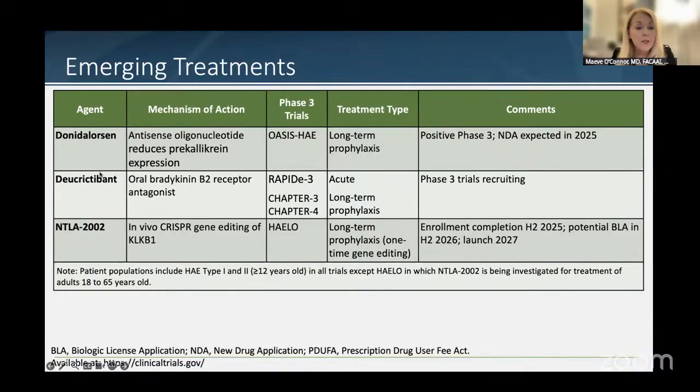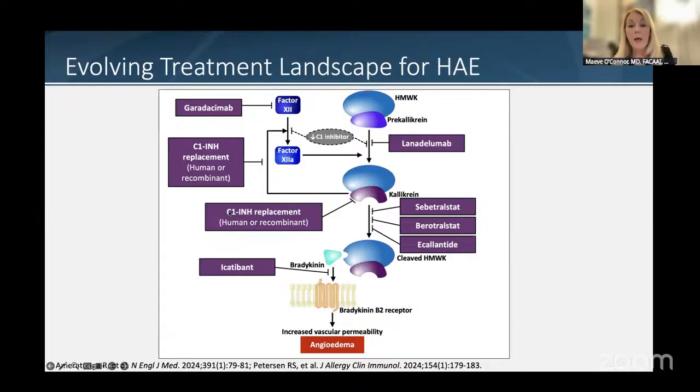And then NTLA-2002, which is in vivo CRISPR gene editing of the kallikrein B1 gene. And HALO is the name of the phase 3 trial, looking at long-term prophylaxis and hoping that it's one-time gene editing, one and done. Enrollment is completed in 2025, potential BLA in 2026, and potential launch, if all goes well, in 2027. So exciting emerging treatments as well.